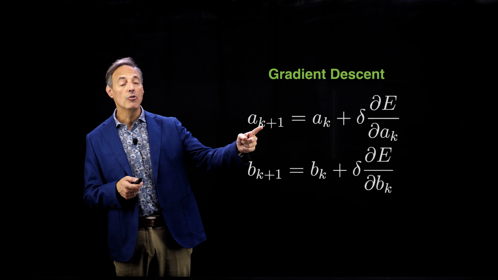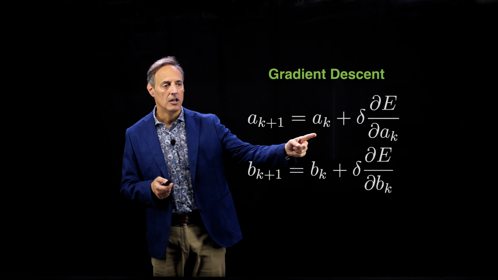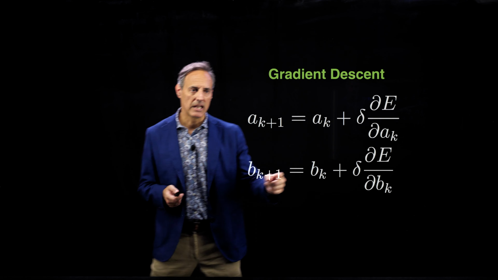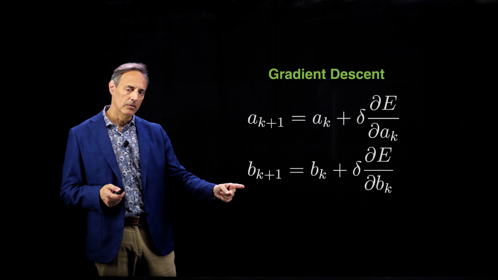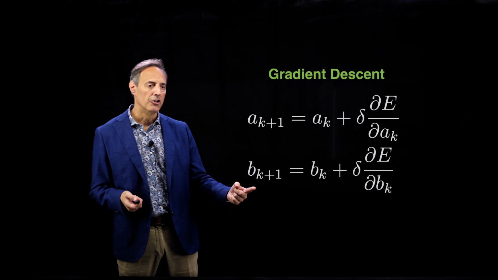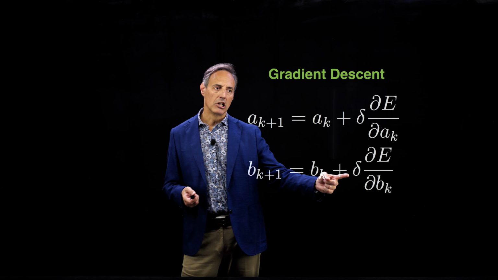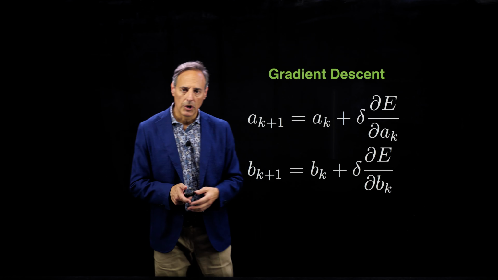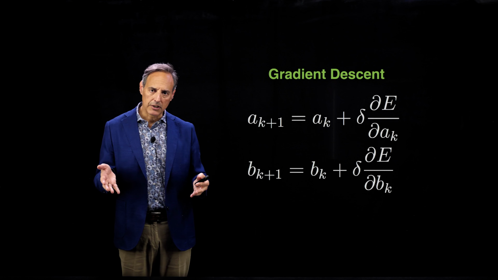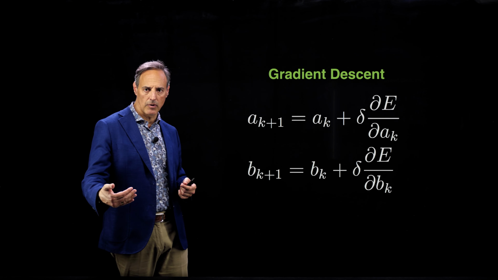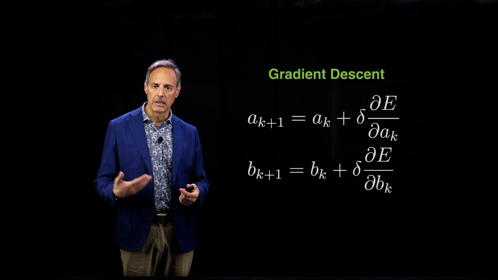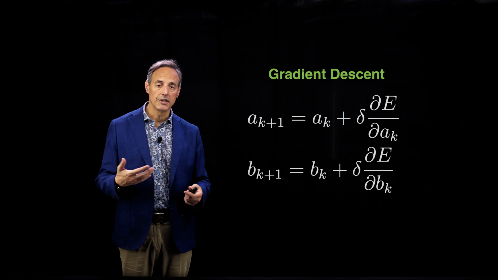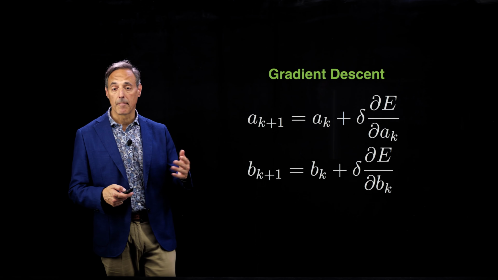And I say, okay, I want to walk downhill. So my new value of A is my old value of A plus a learning rate times the derivative of E with respect to A. Same thing with B. I'm going to update the B value. I started off with some initial guess maybe. The new value of B is the old value of B plus the learning rate delta. And the way I walk downhill is by computing this gradient. So what you're doing here is finding the downhill direction, taking a step of size delta in that direction, and now I have a new value of A and B. Then I do it again and again and again until I converge, or at least get close to some kind of convergence or stopping criteria.